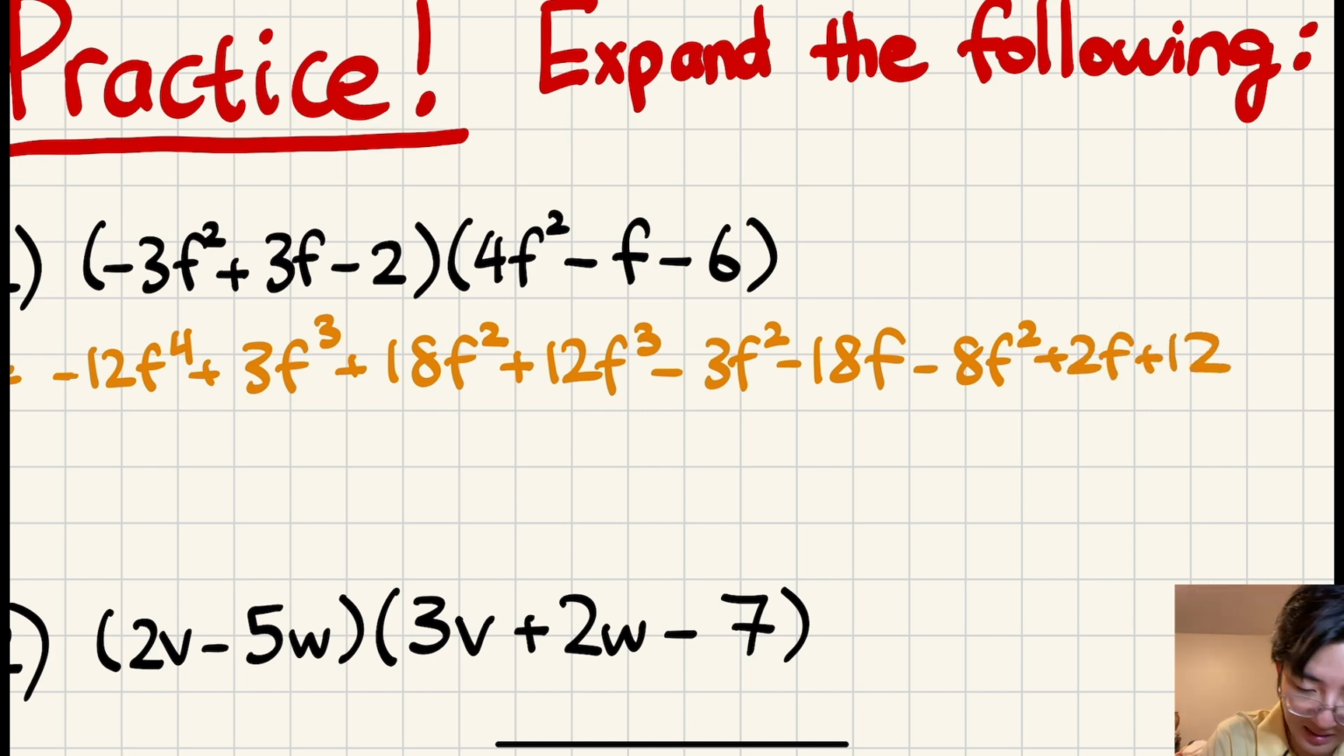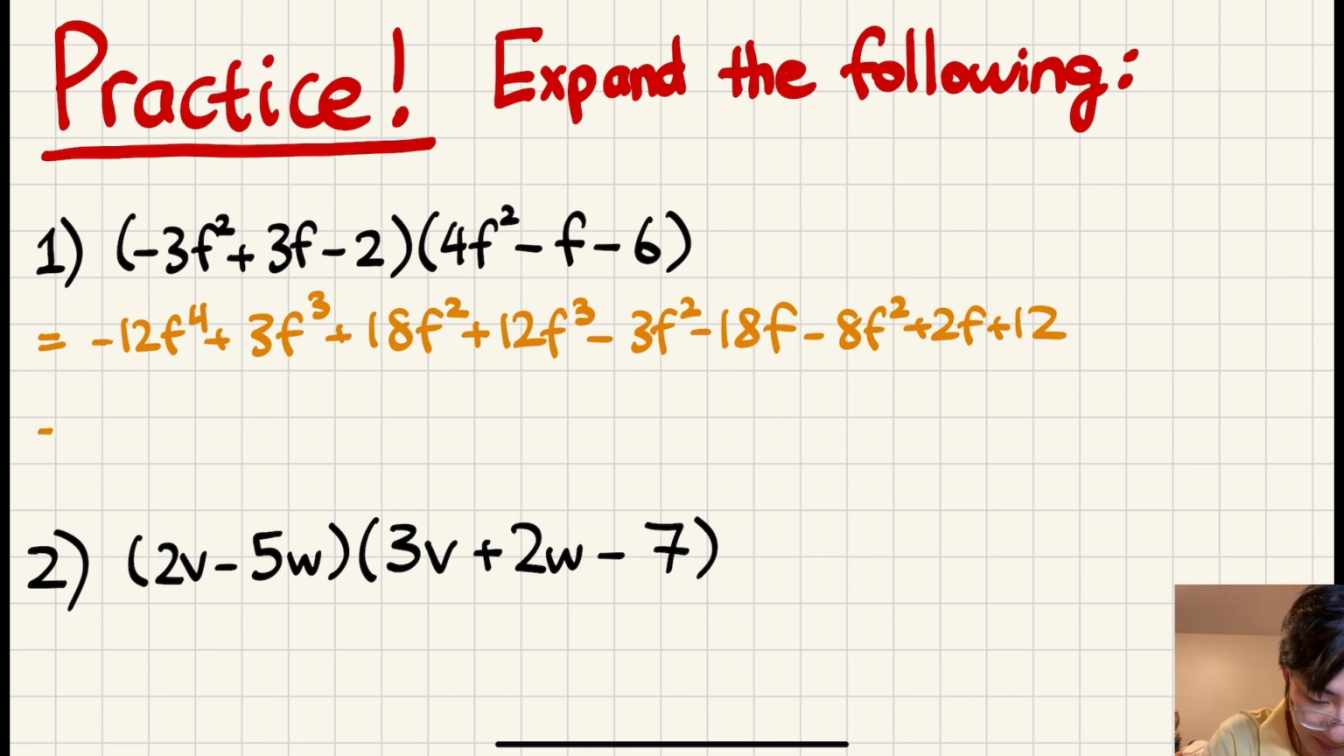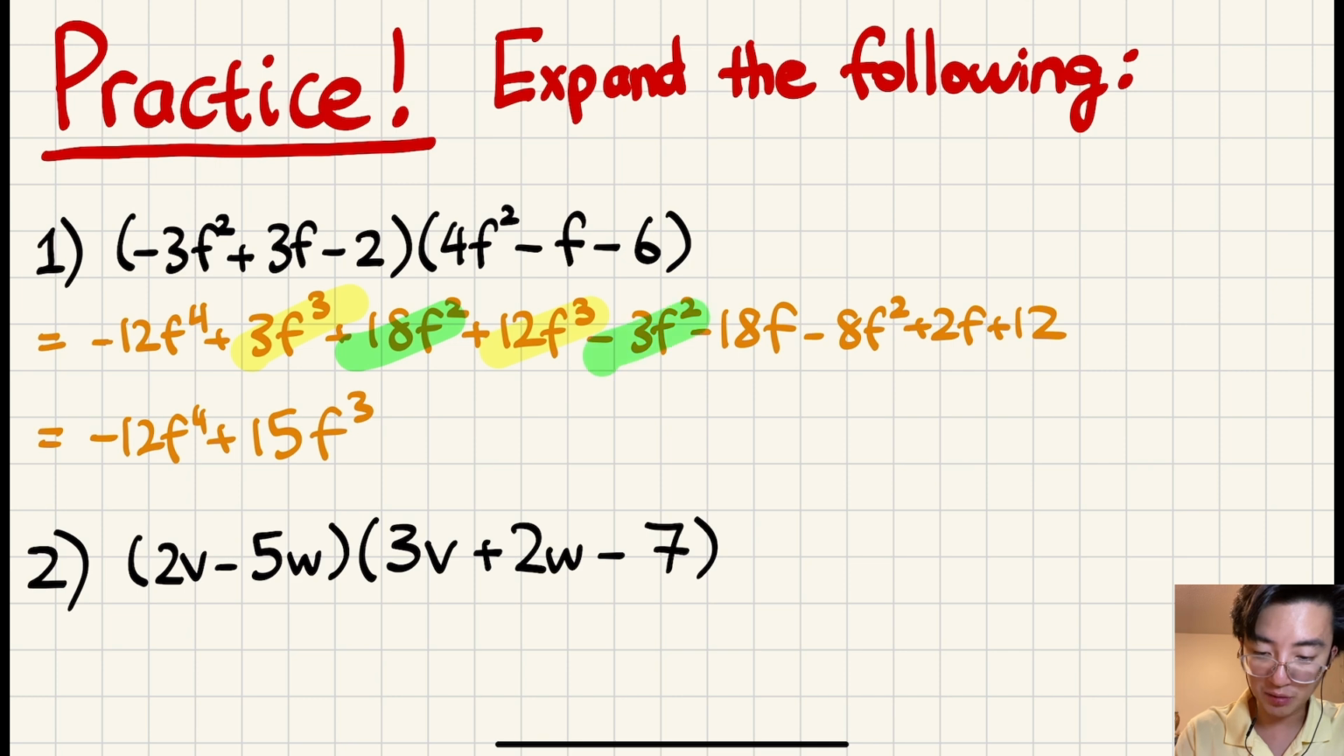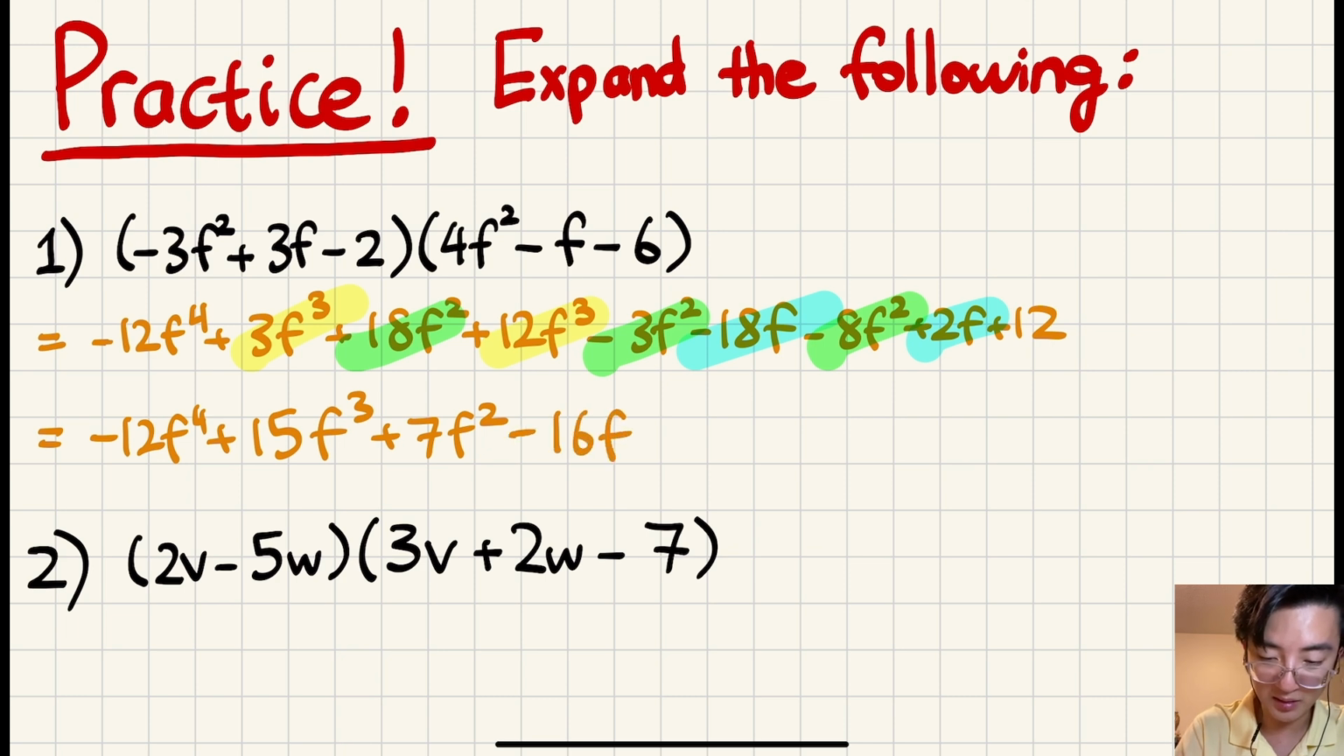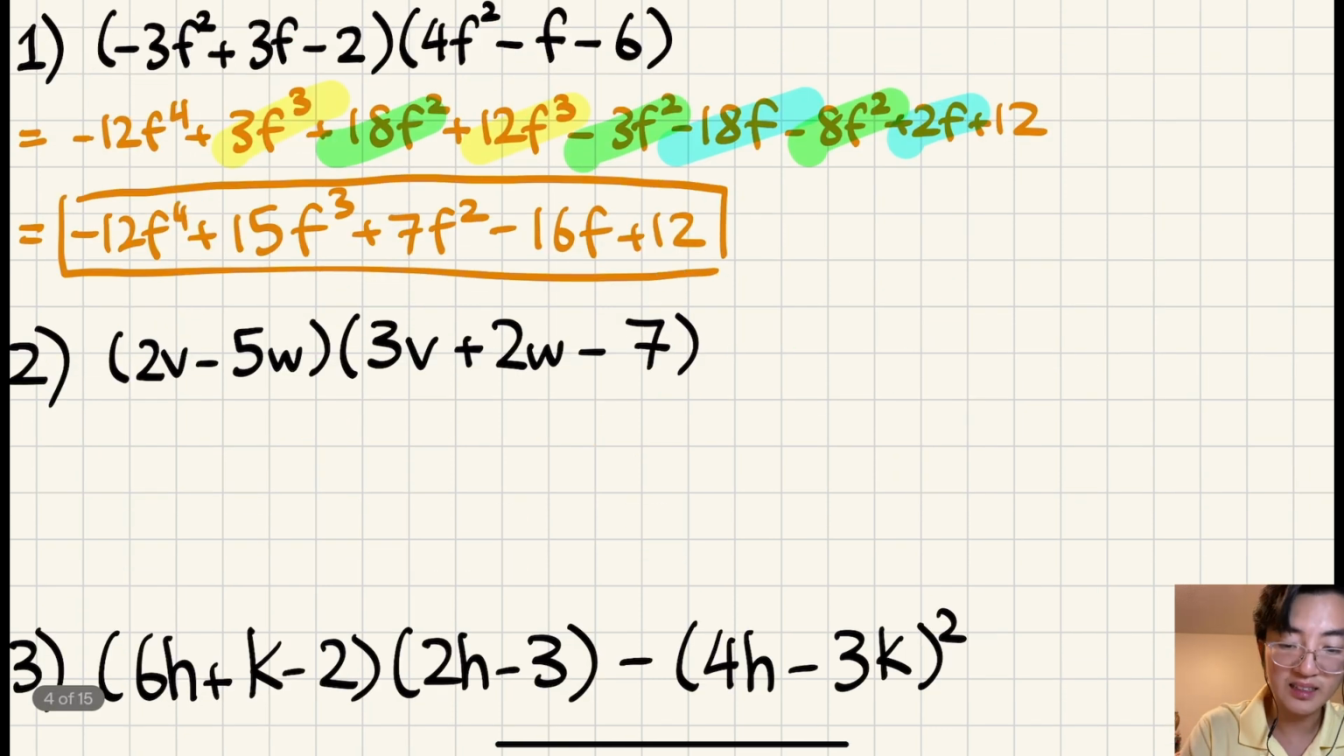Okay, let's clean this up because that looks absolutely disgusting. F to the power 4 is by itself. Okay, for the f cubed, we had this one, this one. So we add them up to get 15f cubed. Okay, for the f squared, we got this one, this one, this one. We have plus 18 minus 3 minus 8, getting us 7f squared. Lastly, we got an f and an f here. So minus 18 plus 2 is minus 16f, plus 12 by itself. Okay, that's that.